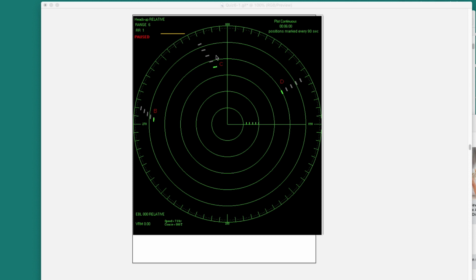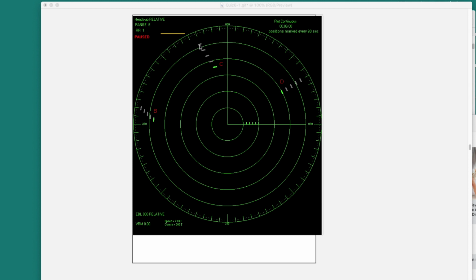And then there's another thing that's implicit here, and that's the way most radars are set up to give this option. This is a plot that lasted for a duration of 6 minutes. And almost all radars will give you the option of making trail lengths of 6 minutes or 12 minutes or 3 minutes, some multiple of that. Here we have one mark every 90 seconds, so there's one, two, three, four times 90 is 360. So this is 6 minutes.